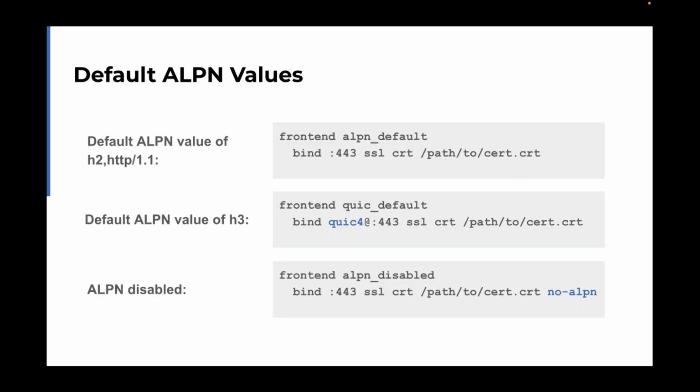So some examples, as you can see here, with the default configuration, you do not have to specify ALPN at all. It will automatically default to H2 with an HTTP 1.1 fallback. Now, bind lines that use the QUIC protocol will get the default ALPN value H3. And to disable ALPN, you just use the no-alpn argument. So very straightforward in terms of defaults.